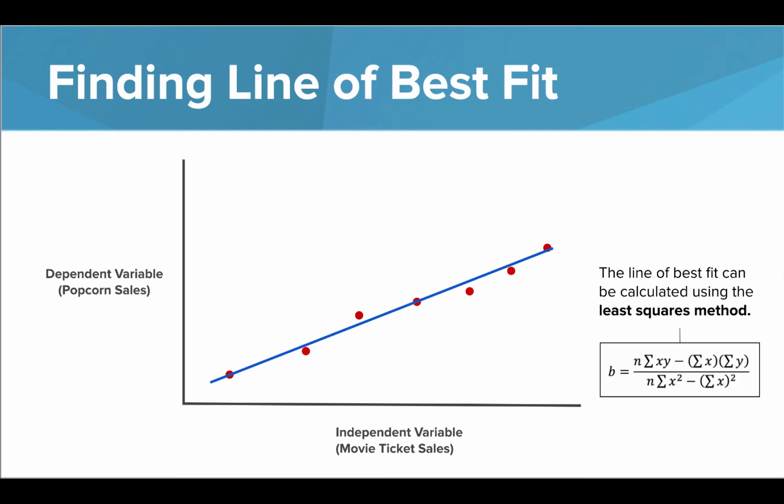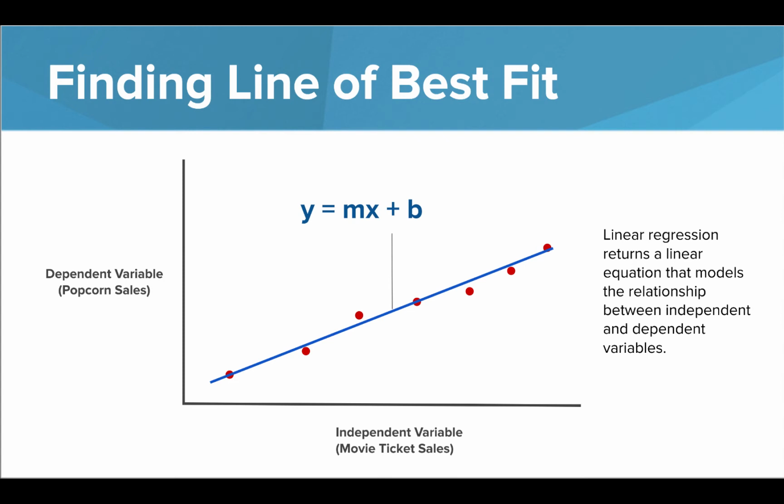This method is a statistical formula that is able to determine the total distance between all data points and their respective place on the predicted line. Linear regression starts by approximating a line of best fit and then uses this formula to determine which line has the minimum distance between all the points. And again, our Python libraries can help us with this. Using the least squares method, linear regression returns a linear model that represents this line.